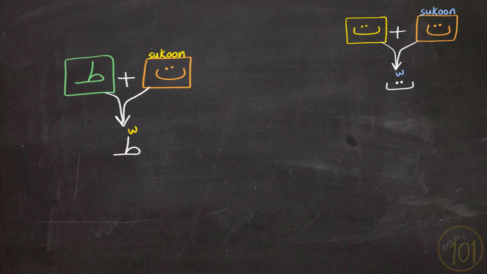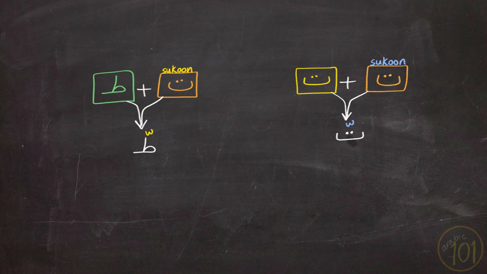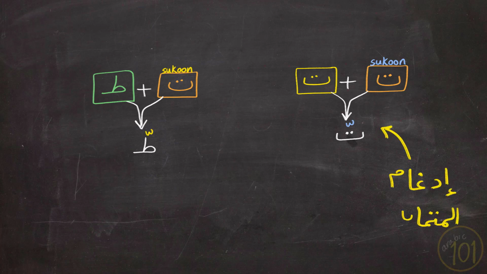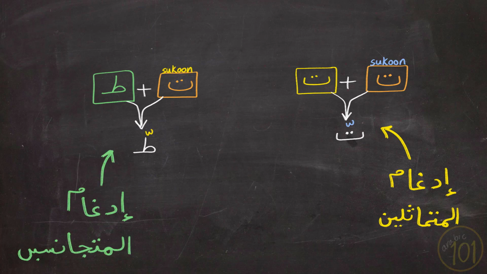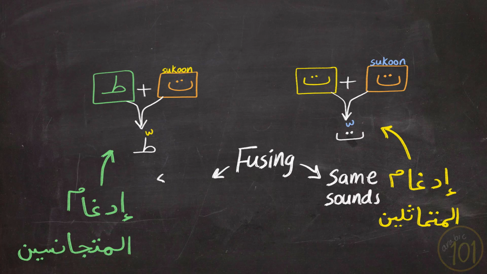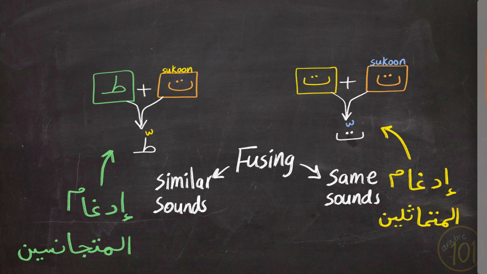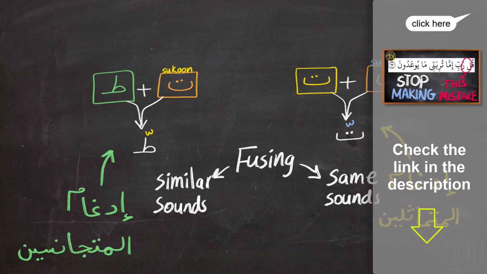So if two letters are identical or they share many of their characteristics, they will be fused together into one, as long as the first of which has sukoon. In Arabic, we call that idgham al-mutamathilaini or idgham al-mutajanisain, or in English, fusing identical or similar letters. This concept, with all its cases, was explained in this lesson, so make sure to check it out if you want to learn more about it.